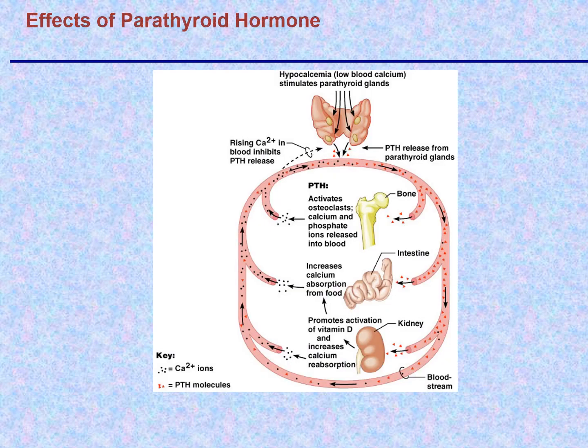And here you see that kind of activity, the activity of parathyroid hormone on the osteoclasts, making more calcium available, and the increased absorption of calcium from food, again, making calcium more available. And also the increase in calcium reabsorption in the kidneys.